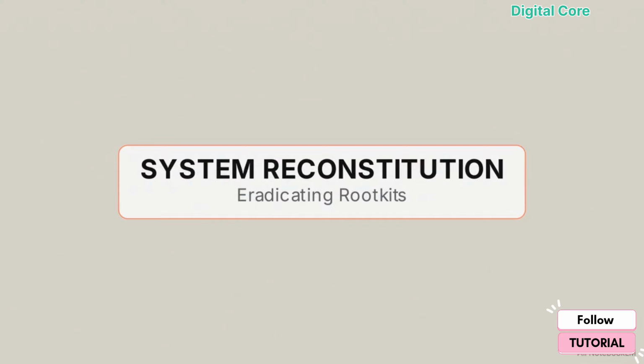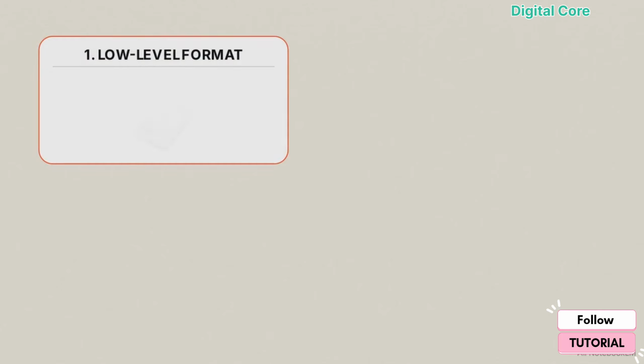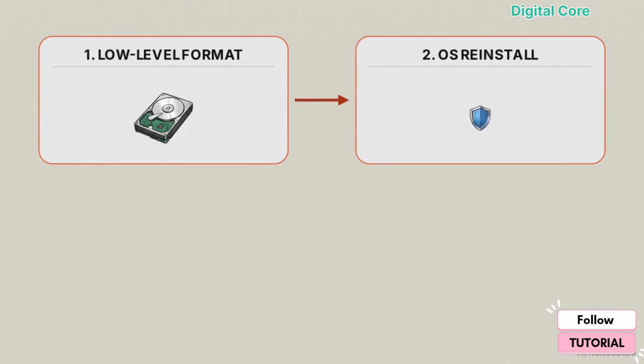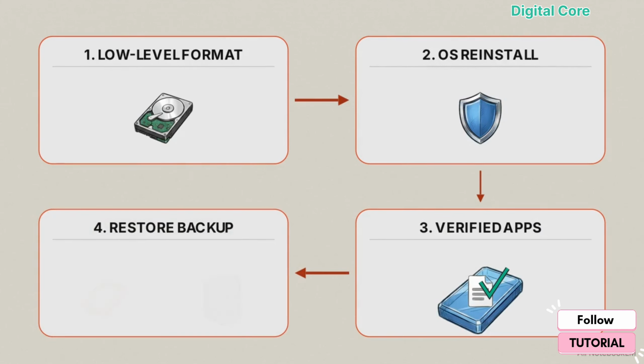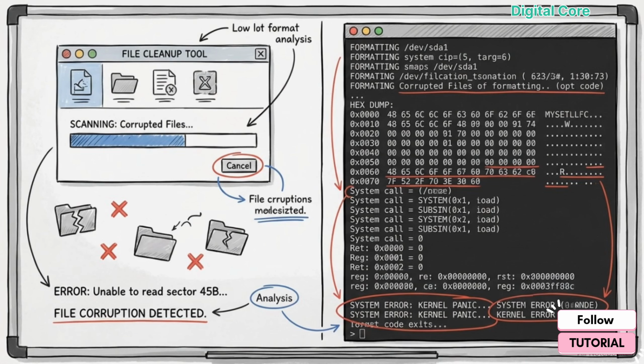System reconstitution is the only reliable way to remove a rootkit. Step 1 is a low-level format of every storage drive connected to the machine. Next, reinstall a clean operating system and download your applications only from verified official vendor sources. Finally, use your clean offline backup drive to restore your personal files to the new environment. Eradicating deeply embedded threats requires the total destruction of the infected environment rather than an attempt to clean it.